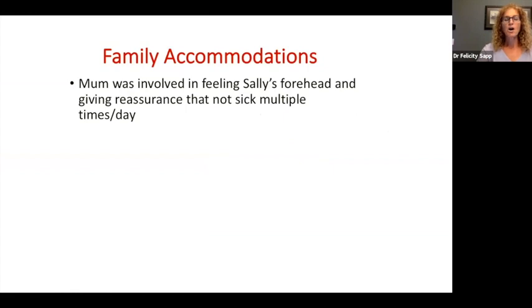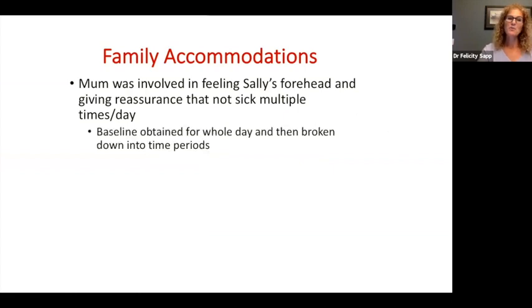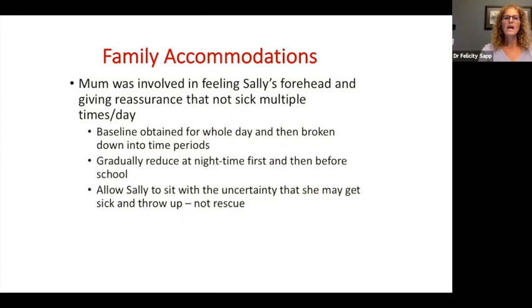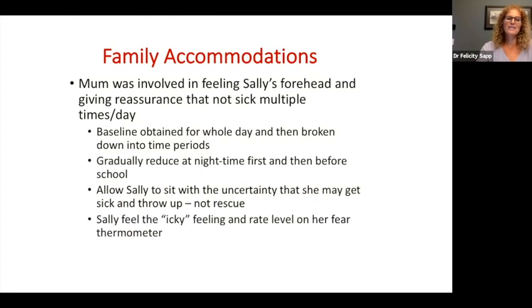With respect to Sally, her mom was really involved in feeling her forehead and giving reassurance that she wasn't sick, and this was happening multiple times a day. So we needed to get a baseline, and it was about 40 or 50 times a day. Then we broke it down into different time periods and rated that according to how much it bothered her. And then we gradually reduced the reassurance, and once she was comfortable with that in one time period, we moved to other time periods as well. Parents' job was to allow Sally to sit with that uncertainty that she may get sick and throw up, and to not rescue her. And Sally's job was to feel the icky feeling, rate it on her fear thermometer, and just let it be there.